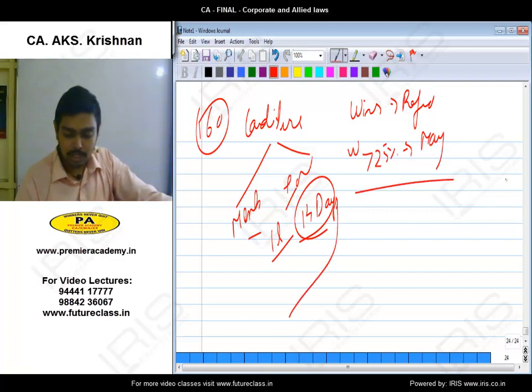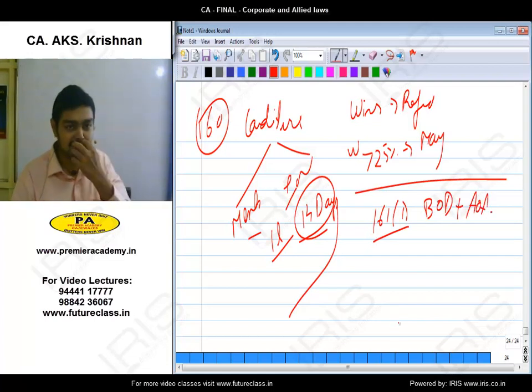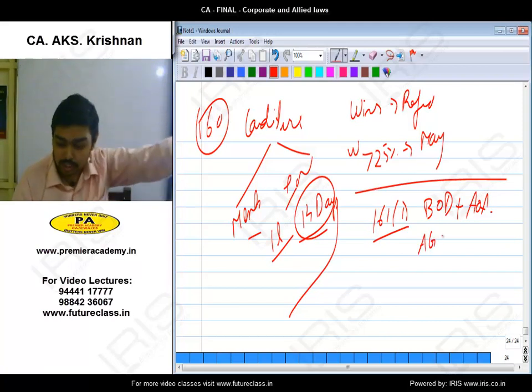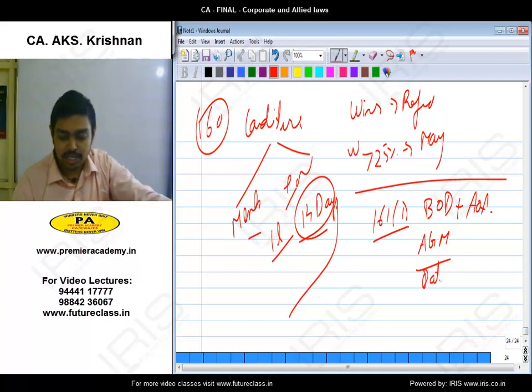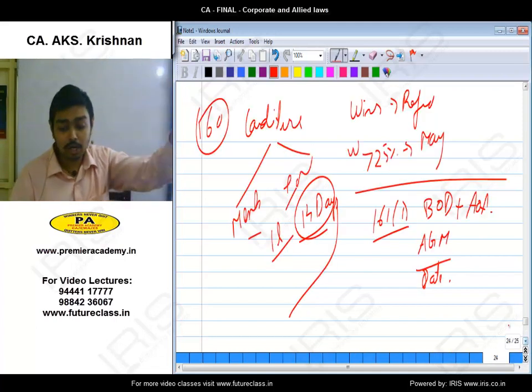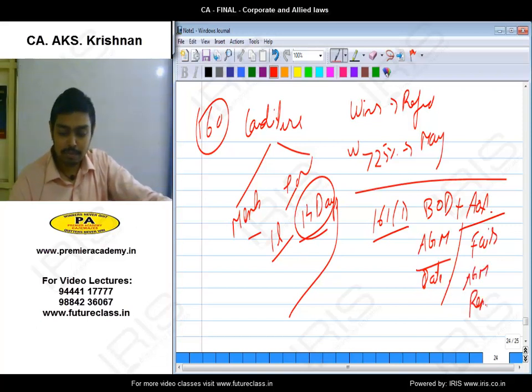Then 161 sub-section 1, additional director. Who is appointing them? Board of Directors, provided authorized by the Articles of Association. Then they will hold office till the commencement of the AGM, or the date on which the AGM ought to have been held. The person ceases if he fails to get regularization in the AGM, or is removed.